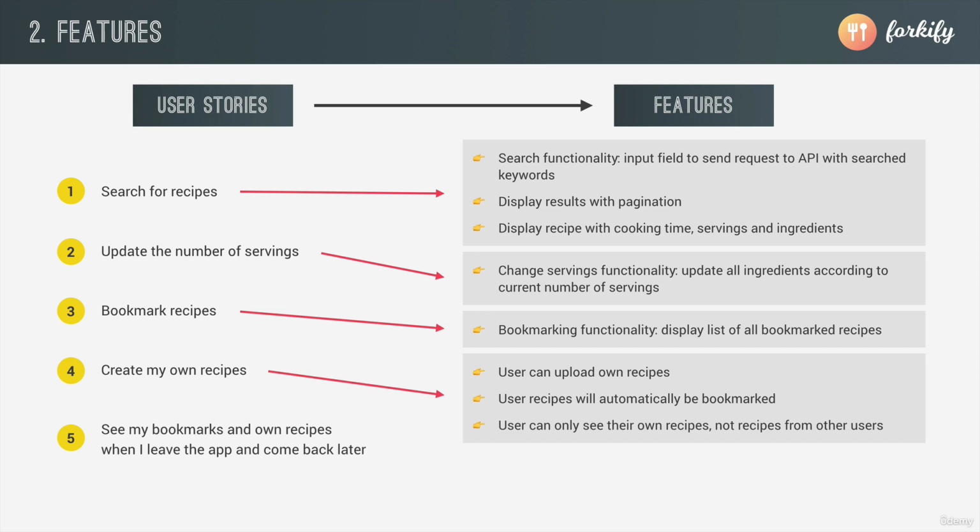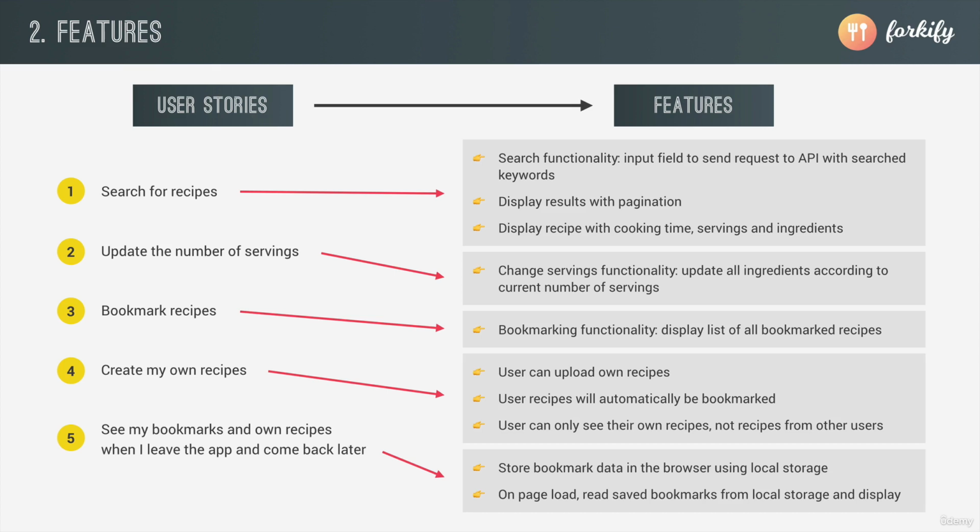Now, finally, we are going to need a feature that will store bookmark data in the browser using local storage. And that we already did before, and so this part is going to be fairly simple. Then to finish, whenever the page loads, we need to then read all the saved bookmarks and display them somewhere on the page. Great. And with this, we now know exactly what we need to implement. But now let's take this list of unstructured features and actually put it into a nice structured flowchart, which will allow us to plan how exactly the application is actually going to work.